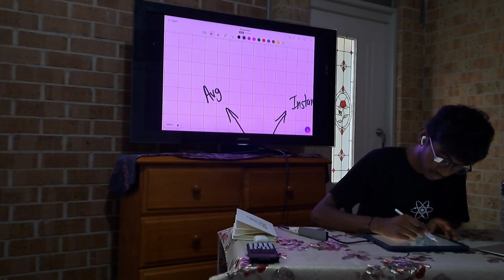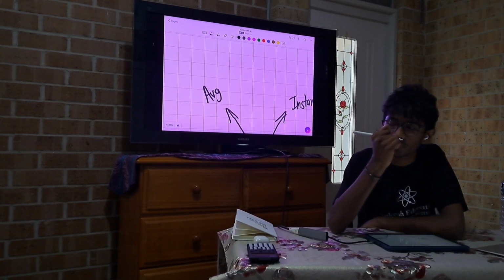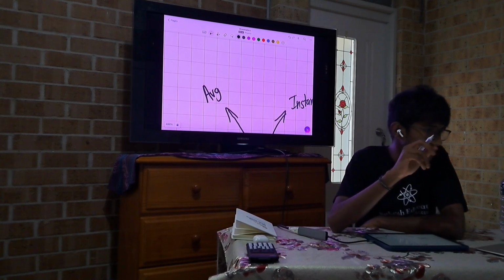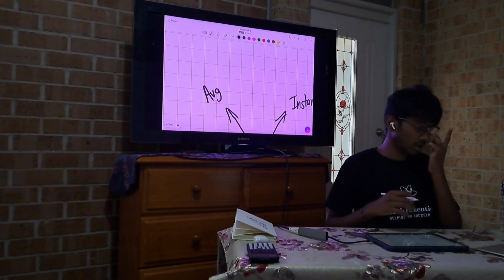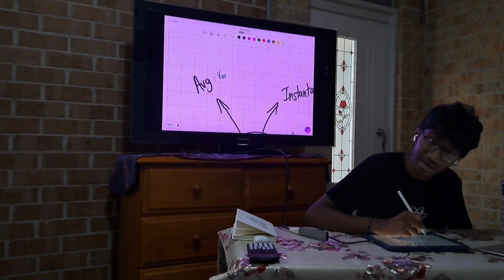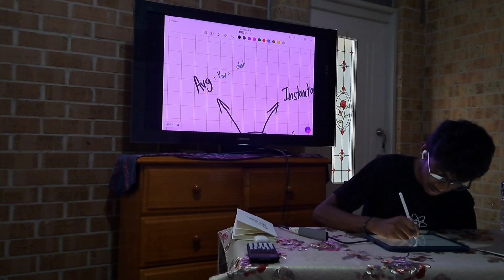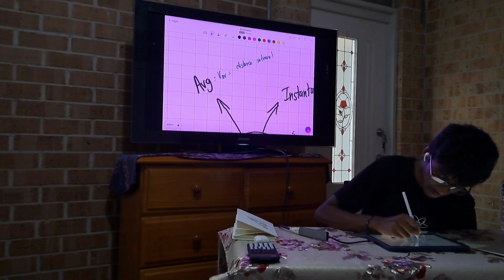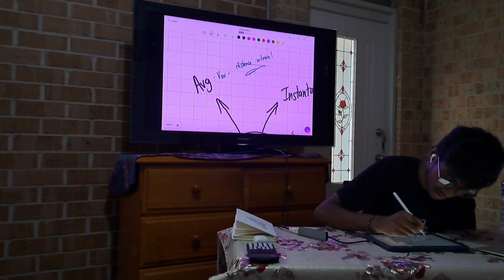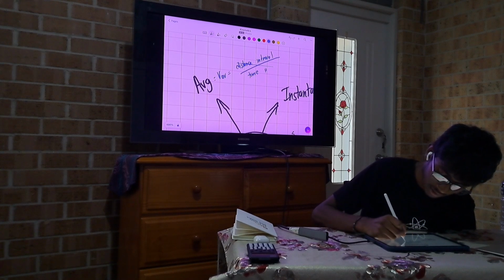Average speed is the total distance over the total time. So it's the distance interval over the time interval. Now, I know all this sounds crazy, but just keep this in mind. The average speed symbol is v average, which is equal to the distance interval over the time interval.